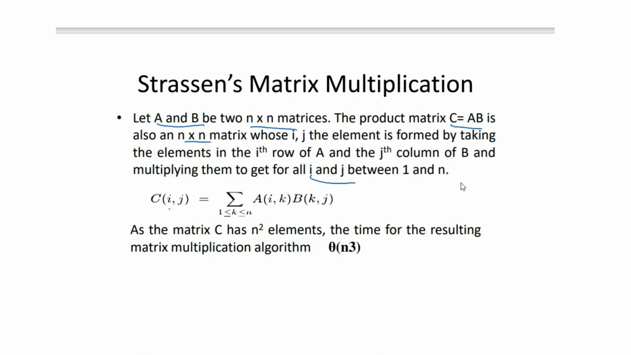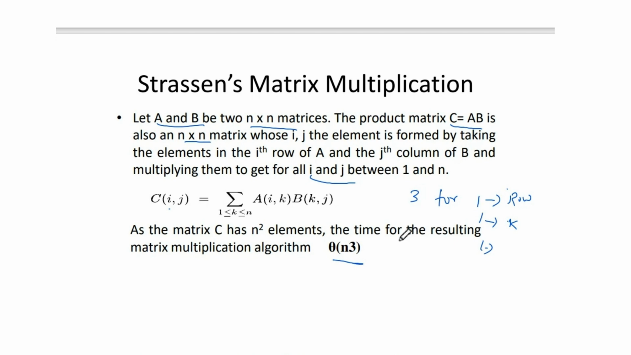C of ij is equal to sigma 1 to n A of ik into B of kj. So whenever we have this kind of multiplication, I need to write the algorithm by using three for loops. One is for indicating the rows of A matrix, the other is for navigating through the columns of matrix B, and the other is to maintain the position of the matrix C. So whenever I am having three for loops of size n, then it will be order of n cube.